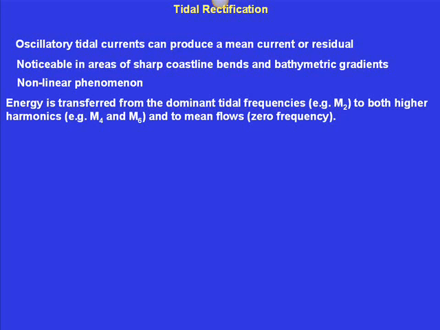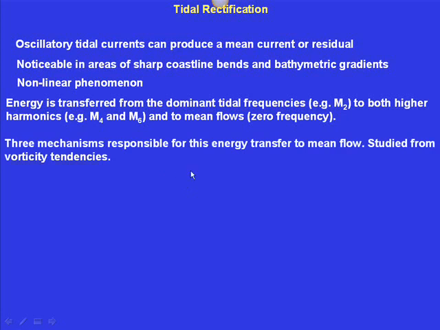The M4 has a period of 6 hours approximately, so it's 4 cycles per day. And the M6 has a period of approximately 4 hours, or 6 cycles per day. But in addition to producing higher harmonics, just like wind waves do, you produce mean flows, so flows with 0 frequency. So there are 3 mechanisms responsible for transferring this energy from the dominant frequency to the mean flow.